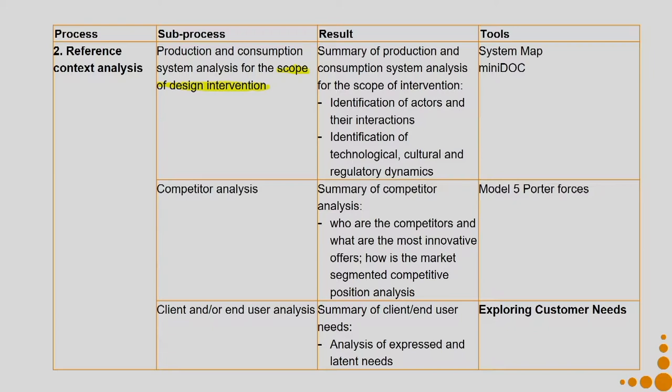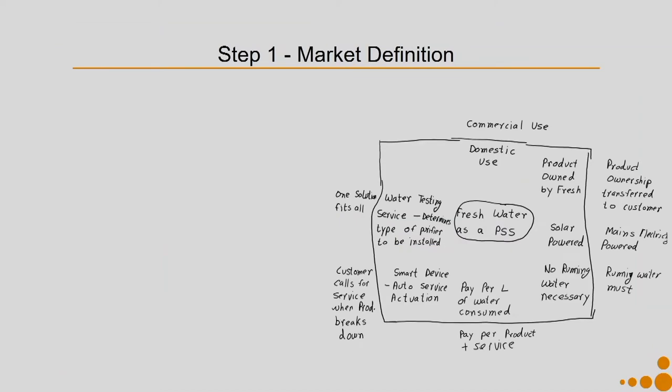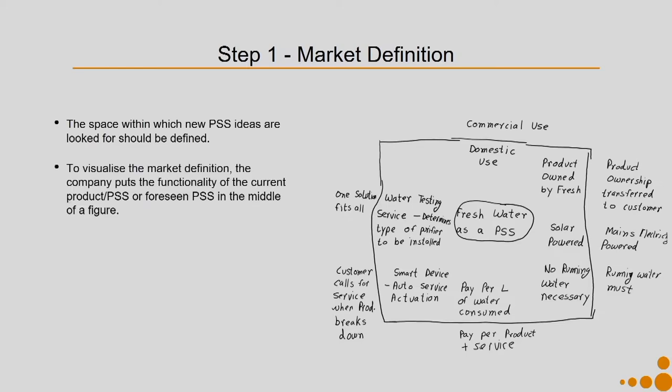So let's see. How do we explore customer needs? In exploring customer needs, we have two steps. Step one is we try to define the market. How we do this is that the space within which new PSS ideas are looked for should be defined. To visualize the market definition, the company puts the functionality of the current product PSS, or the foreseen PSS, the one which you want to design, in the middle of the figure.